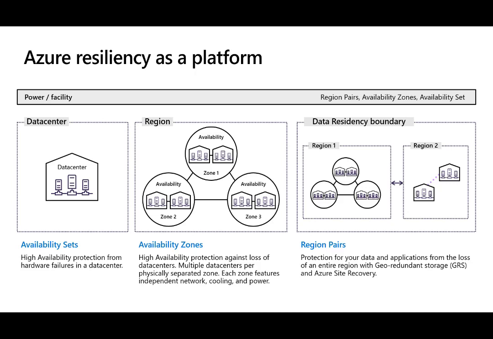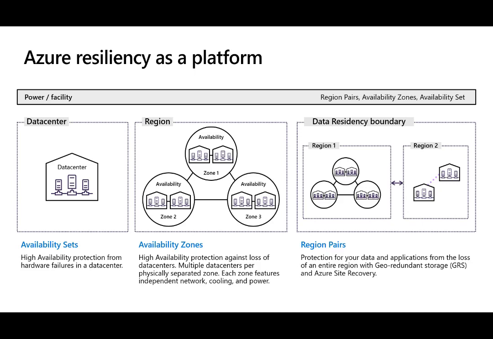First we have the availability set, and that is only talking about what's happening inside the data center. So it provides high availability protection from hardware failures between the different racks and from maintenance activity. But if the entire data center goes down, availability sets are not enough. That's why we need to move one step further. In this case, we have high availability protection against loss of entire data centers.